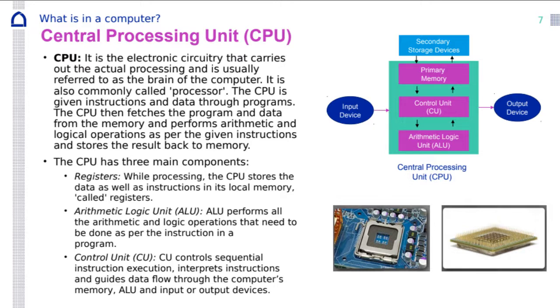All right. So this is the CPU. This is how it looks. You see the image down there. This is a CPU socket, and then this is the CPU. You just install it here. Okay. The CPU is given instructions and data through the programs. The CPU will then do the processing, fetching the program and data from the memory and performing arithmetic and logical operations. Okay.